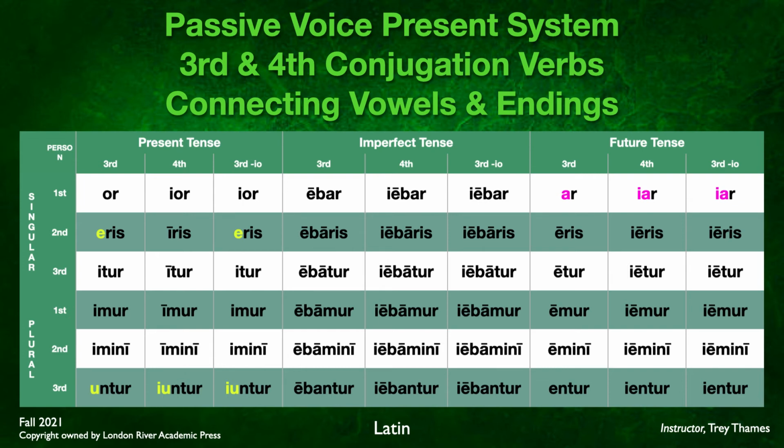And then you've got -untur, except -eunt for fourth and third -io. Looking at the imperfect, you've got -ebar, -iebar, and -iebar. You can see third -io and fourth are exactly alike in all the forms: -iebar, -iebas, -iebat, -iebamus, etc. Third conjugation is just -ebar, -ebas, -ebat. So you notice that -ie is characteristic of the imperfect for fourth and third -io.